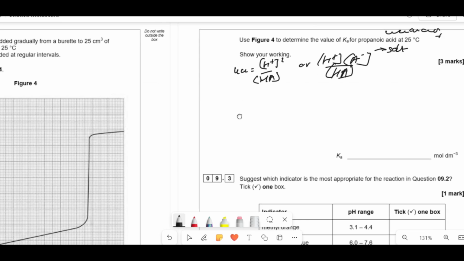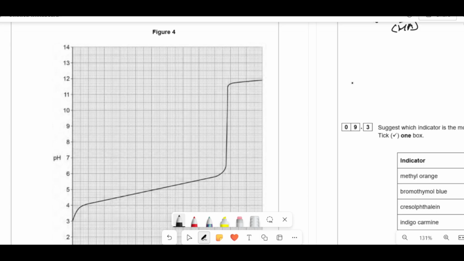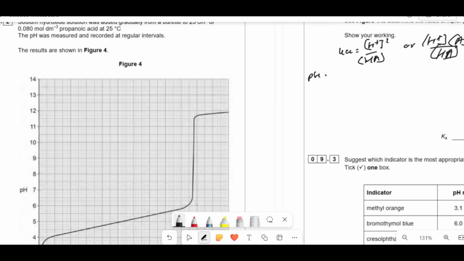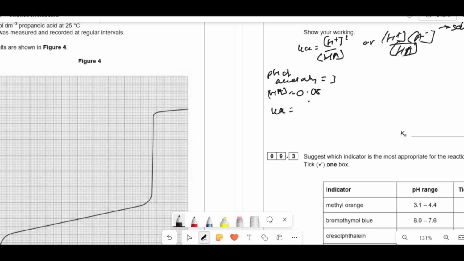So there's two ways of going around this. I know that the pH of the acid on its own is going to be 3. And I also know its concentration, HA, is going to be 0.08. So then Ka is going to be 10 to the minus 3 all squared over HA, which is 0.08. And if you do that, you get 1.25 times 10 to the minus 5.